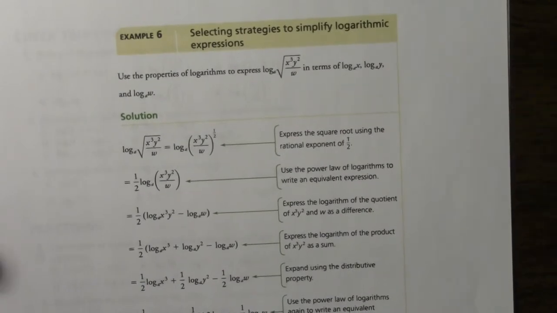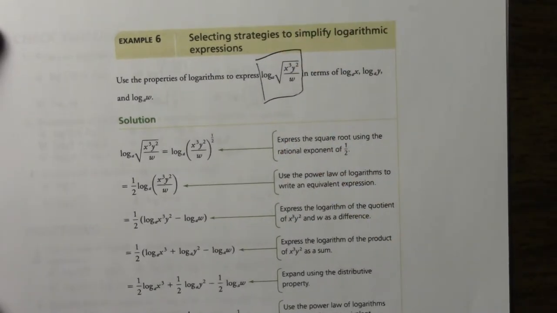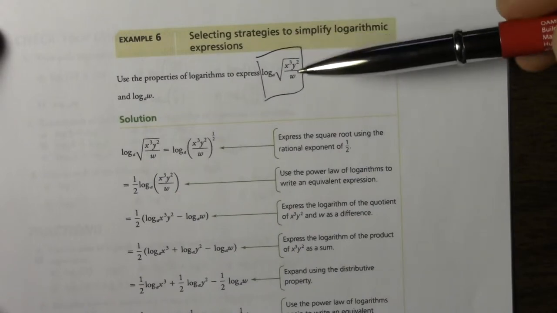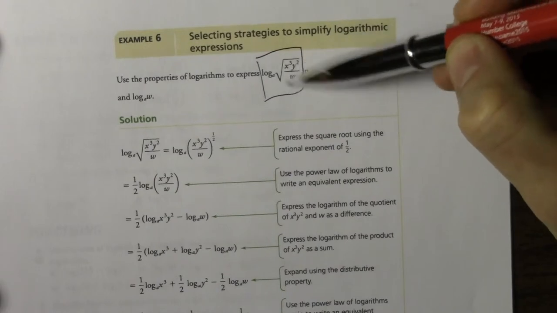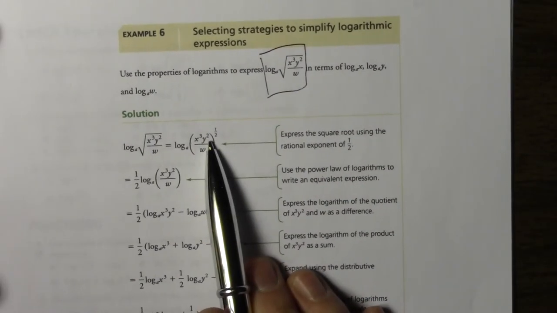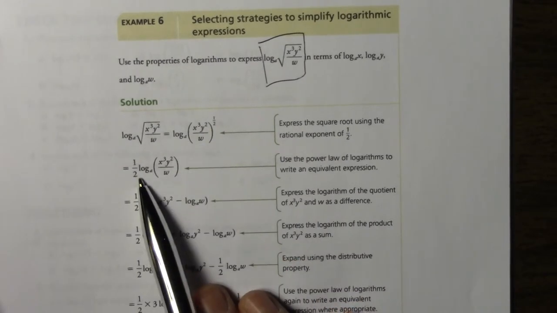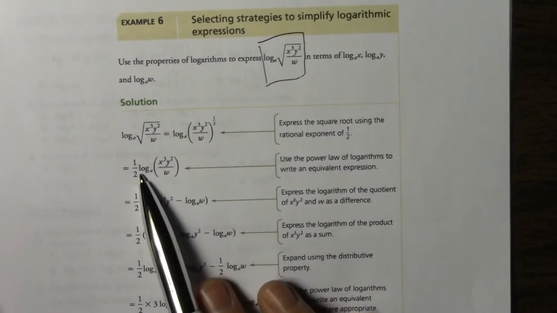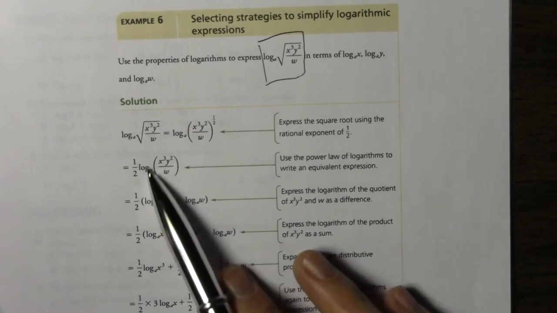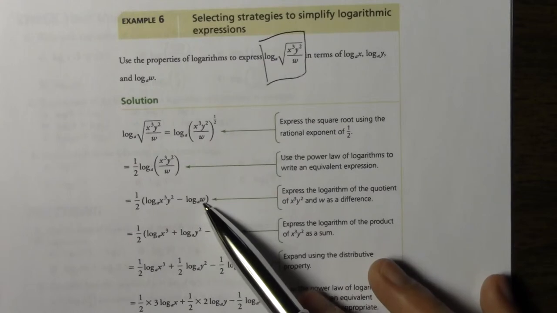This is the last example. So it says use the properties of logarithms to express, and this looks very complicated, okay, but it's not bad once we apply our logarithm laws. The first thing we'll want to do is take that square root and express it as an exponent, okay? What that allows us to do is drop that exponent down in front of the logarithm. Okay, and then we can start to work on the inside of the brackets. So we do that, we drop the half in front. Now we take this, which is a quotient, and we subtract log of the numerator minus log of the denominator.